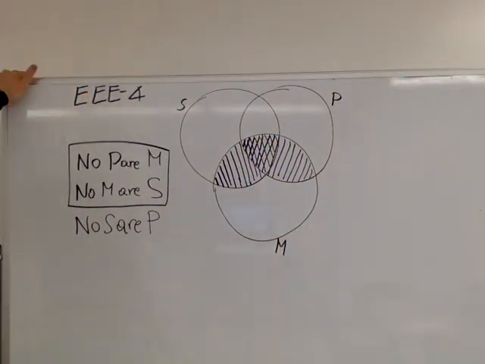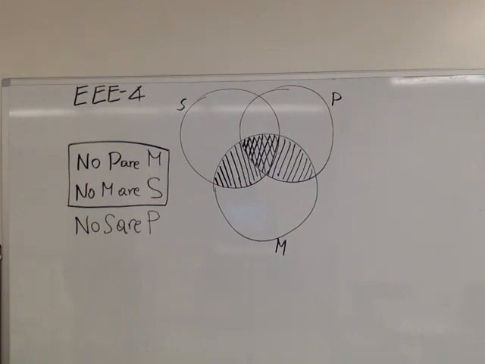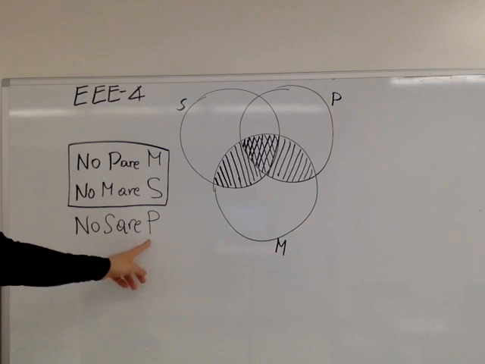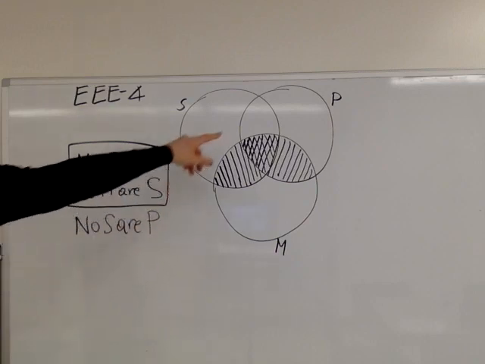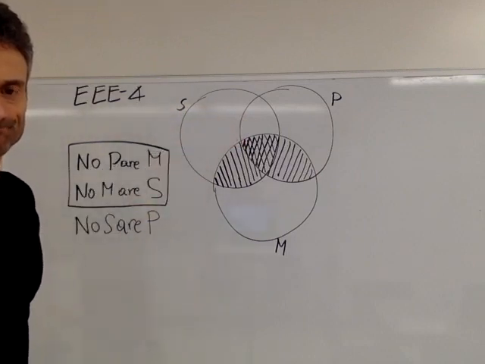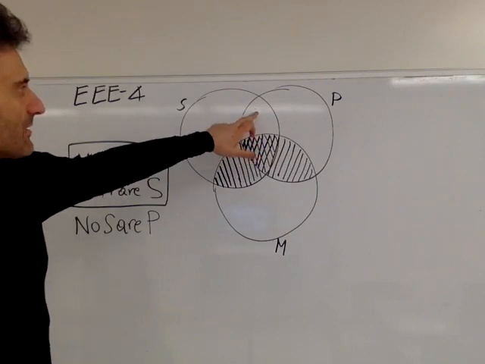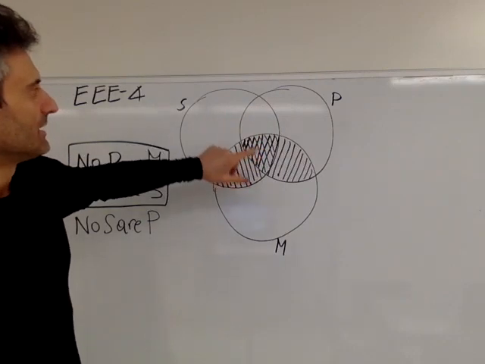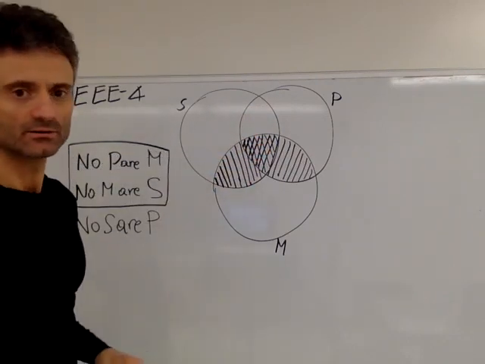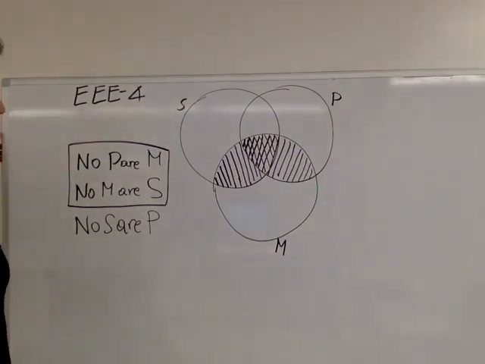Now, once again, we don't touch the conclusion, and we ask, is the conclusion diagrammed as a result? No S or P. No, it's not diagrammed as a result. Not diagrammed. Because as you can see, area 2 is empty here. Okay? All right, let's do another example.